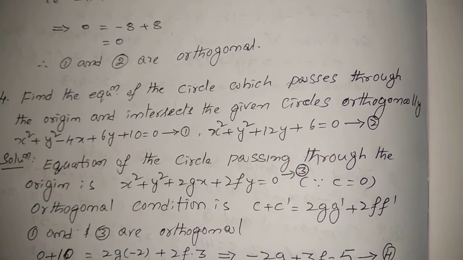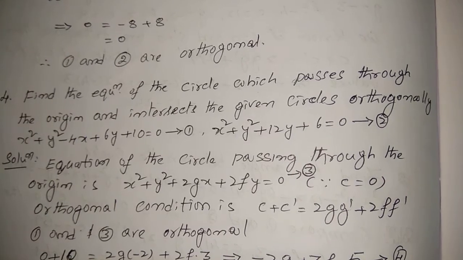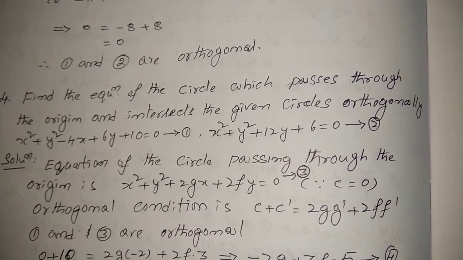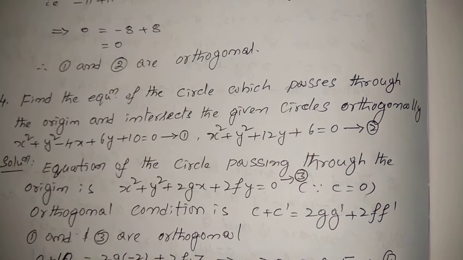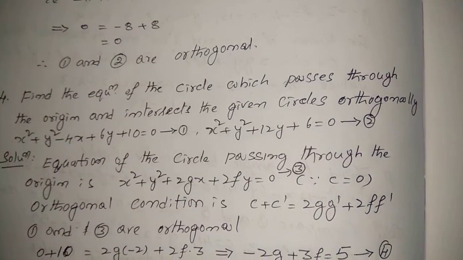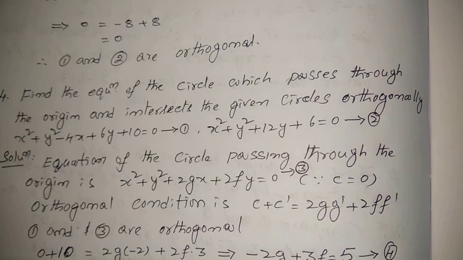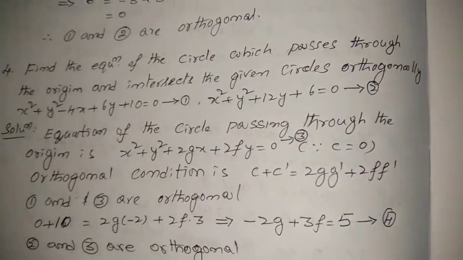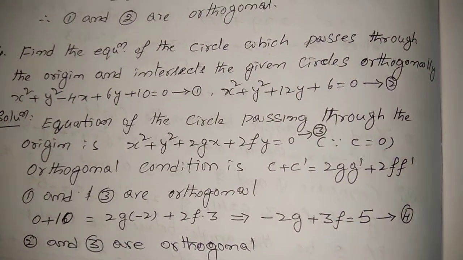Already we know the general equation of the circle x square plus y square plus 2gx plus 2fy plus c is equal to 0. If it passes through the origin, substitute x is equal to 0, y is equal to 0 in that equation, we get c is equal to 0. So, the equation of the circle which is passing through the origin is x square plus y square plus 2gx plus 2fy is equal to 0.